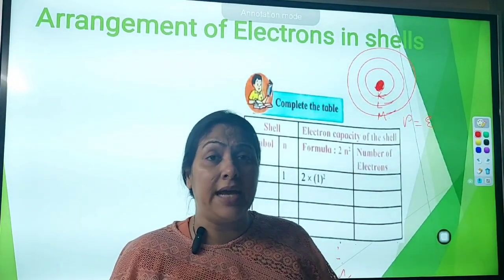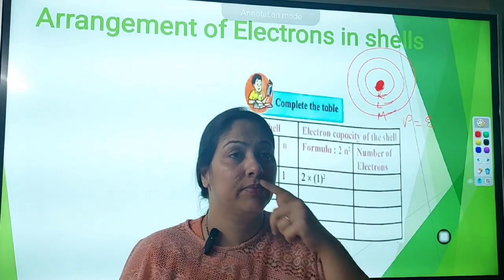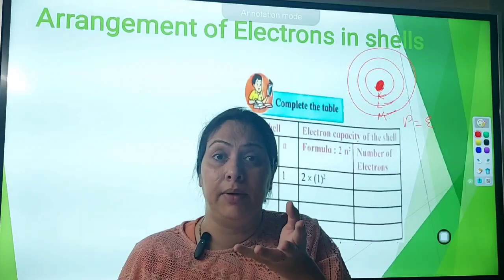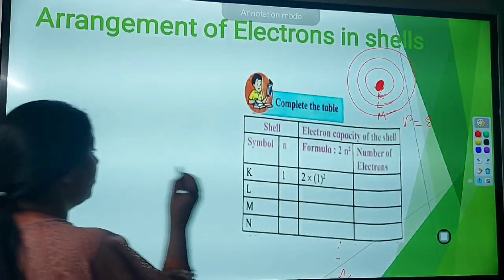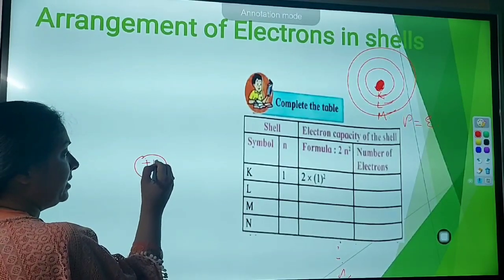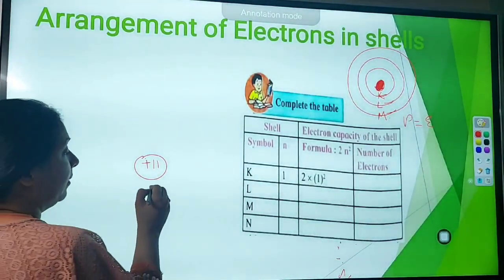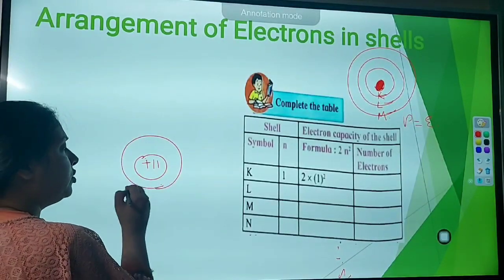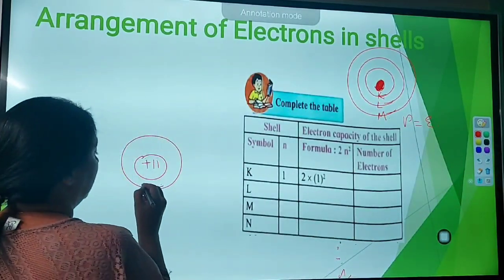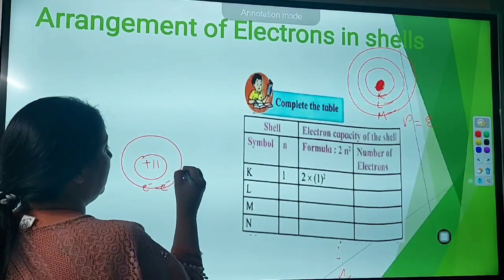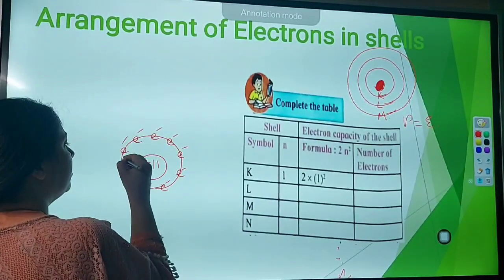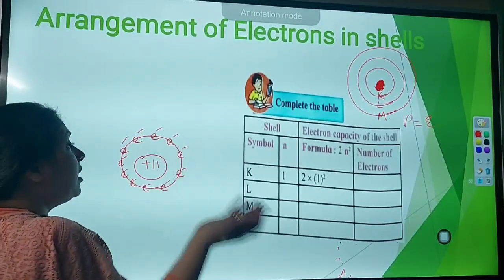Let's take sodium. Okay, the atomic number of sodium is 11. So if this is an atom of sodium, it has plus 11 in the middle. Okay, first orbit, shell, so 1, 2, 3, 4, 5, 6, 7, 8, 9, 10, 11.